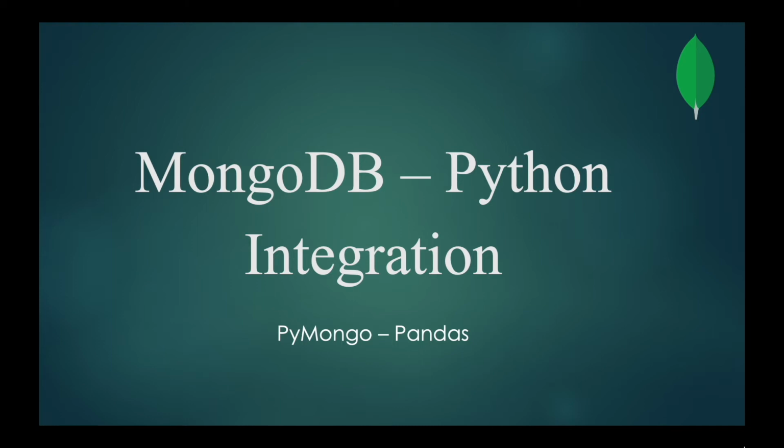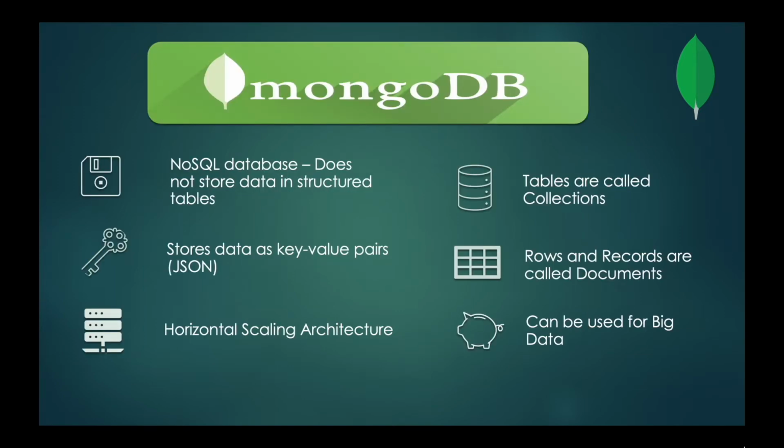Hey everyone, my name is Stanley, and in this video, we're going to see how to migrate and manipulate data in MongoDB using Python. So what's MongoDB? MongoDB is a NoSQL database, which means that data is not stored in structured tables, but instead, data is stored as key value pairs, similar to JSON and Python dictionaries.